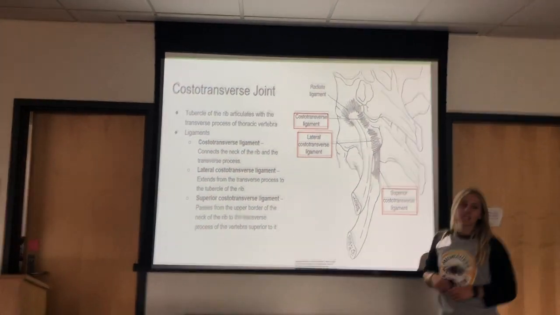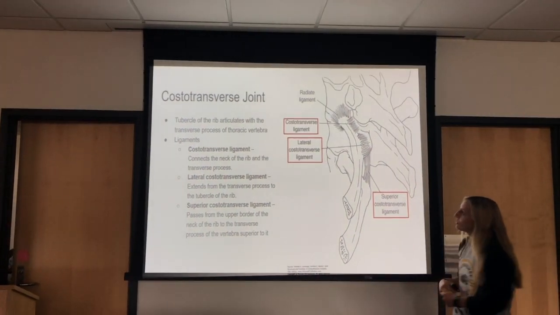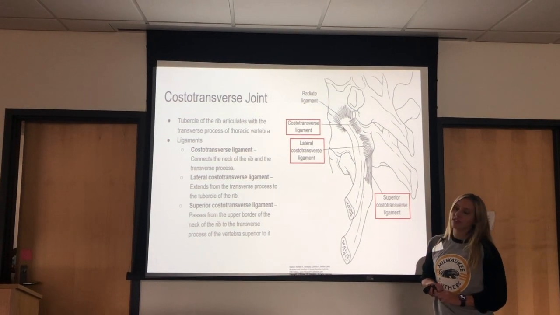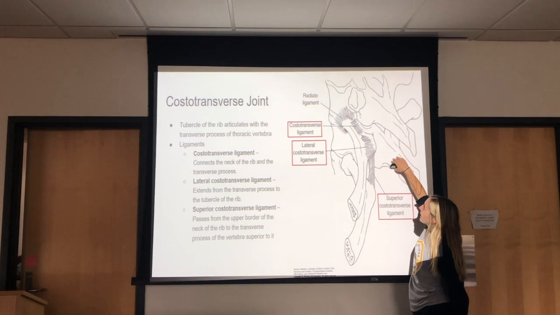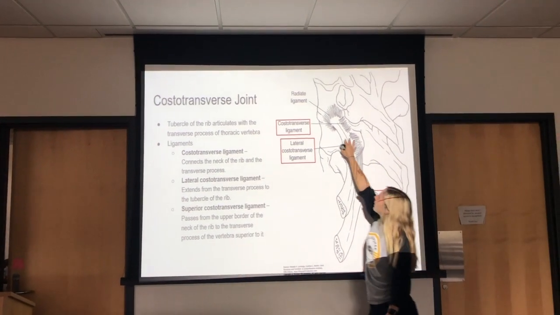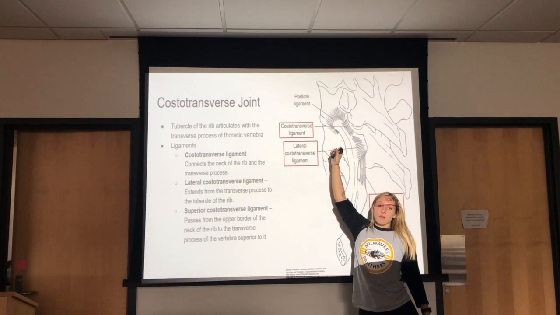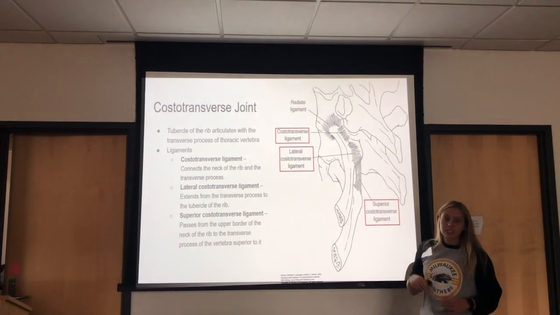So next we have the costotransverse joint. That is the tubercle of the rib that articulates with the transverse processes of the thoracic vertebrae. So this is going to be our thoracic vertebrae. As you can tell, it kind of looks like a giraffe. And then out here it's kind of hard to see, but that is going to be where the thoracic transverse processes lie. So then there are 3 ligaments for this.